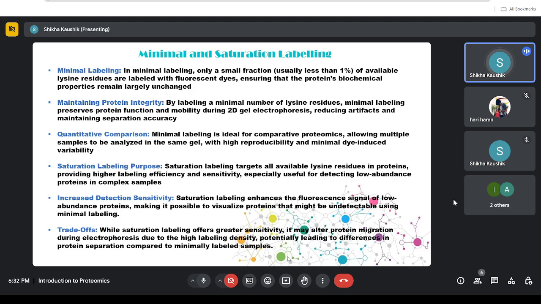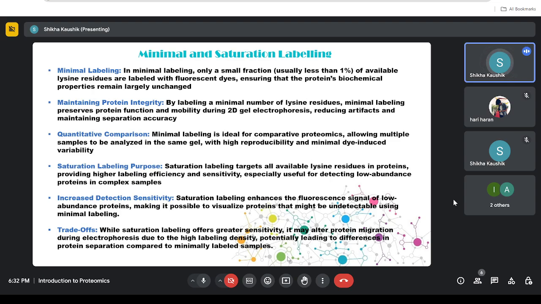Then we come to increased detection sensitivity. Definitely when you're using saturation labeling, you are basically trying to get low abundant proteins to be visualized when you are detecting your sample, right? So making it possible to visualize those particular proteins.